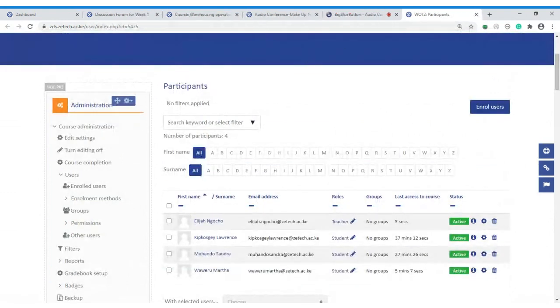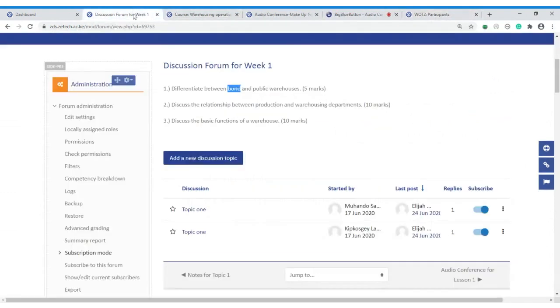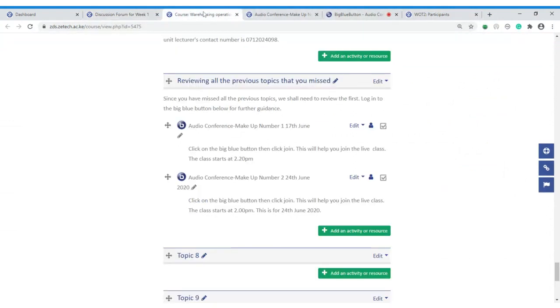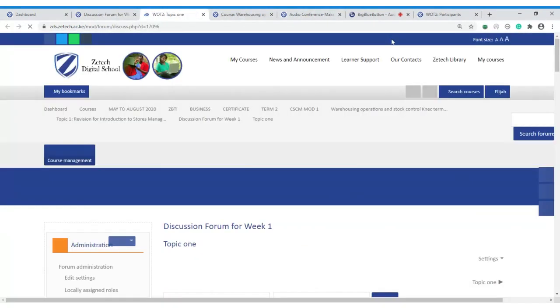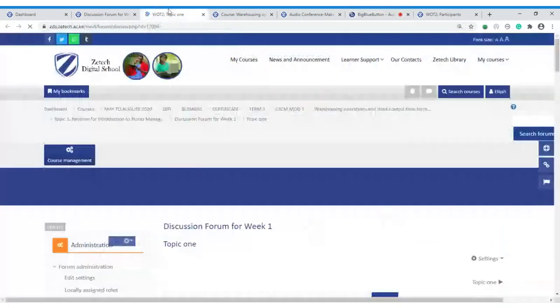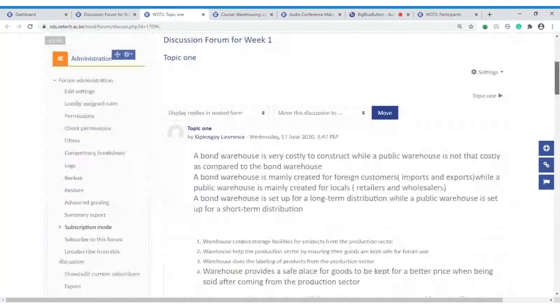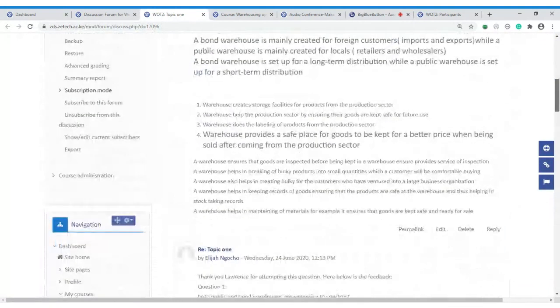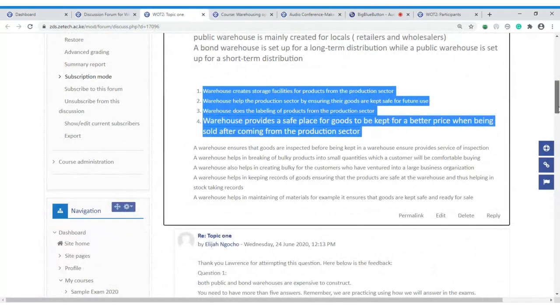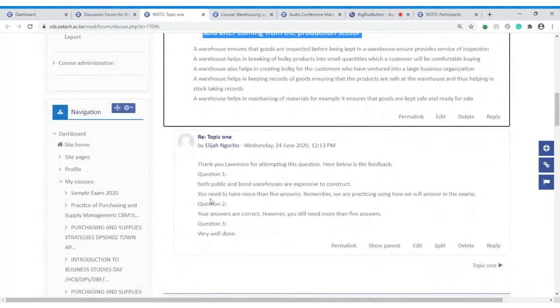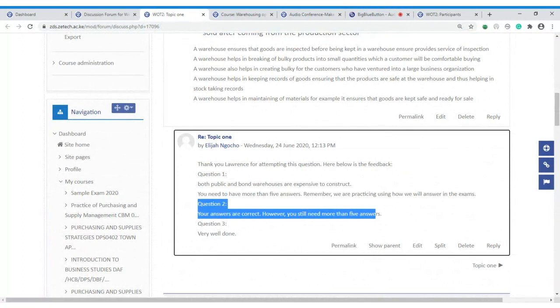Now, the other question was the relationship between production and warehousing. As you would expect, that question was well answered. I'm still using Lawrence's answer here. I hope you can see my page as I flip through. This is the answer to that question. Again, as you can see my comment, this is the comment for you, Lawrence, that your answers are correct.